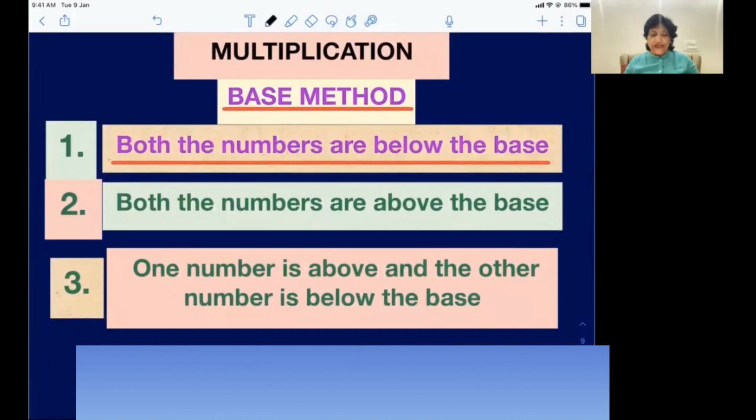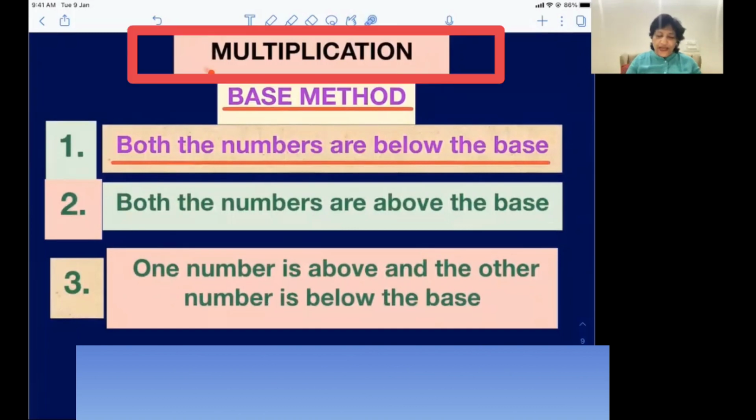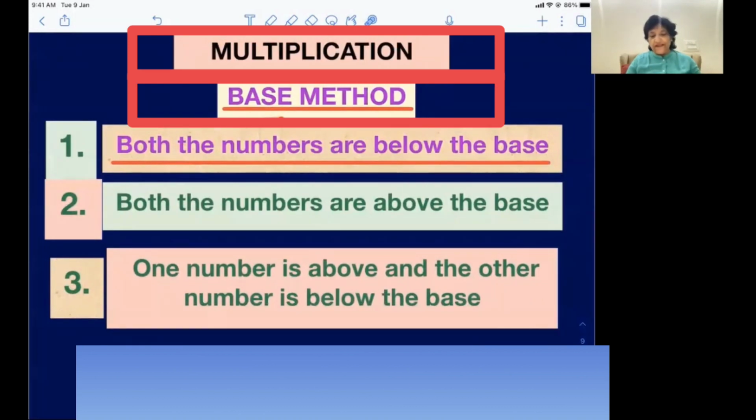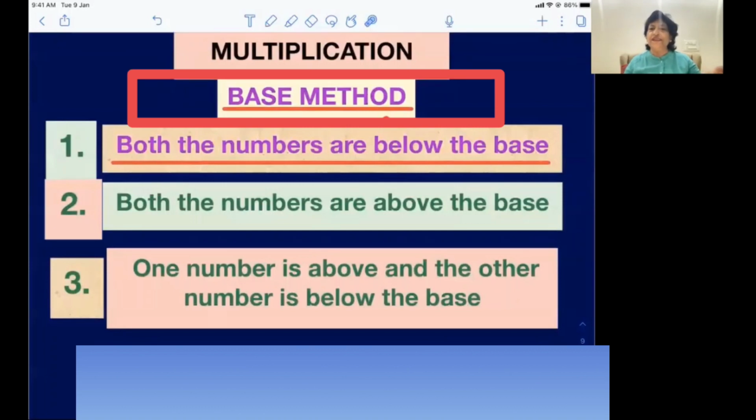In this video, we are going to learn how to multiply two numbers by the base method. Base method is a method we learn in Vedic maths. Now, this is a specific technique and used for specific numbers. Now, what are the specific numbers? The numbers which are near the base.